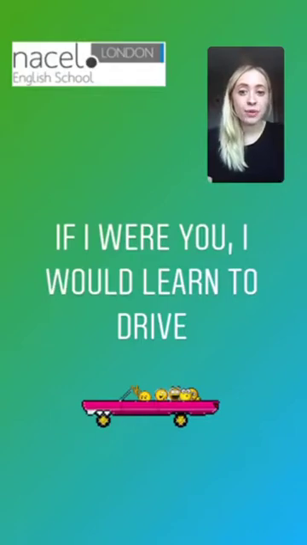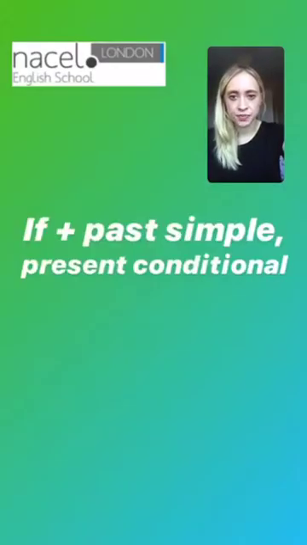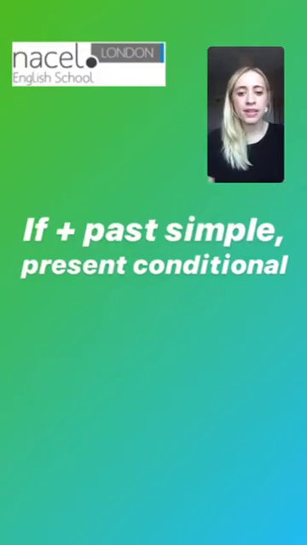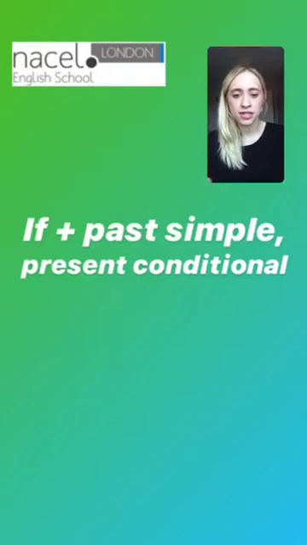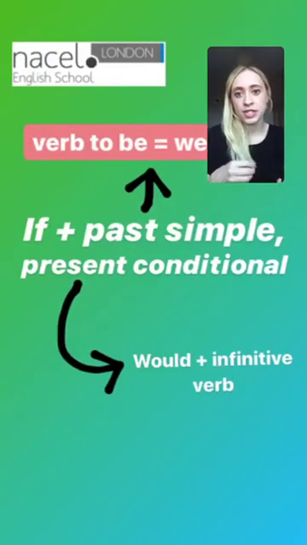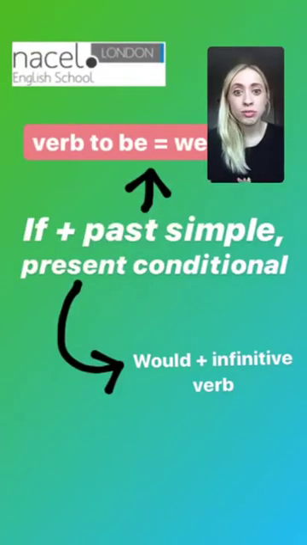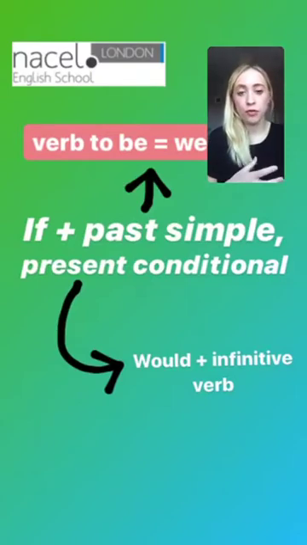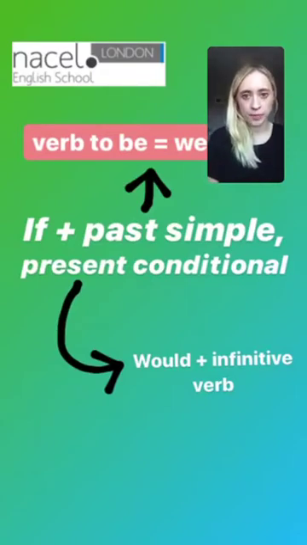So let's have a look how we form the second conditional. This is your sentence structure. You have if plus past simple plus present conditional. Okay, this isn't very helpful. I want to break it down more so that you really understand how to use this. For the past simple, if we're using the verb to be, we actually would use were instead of was.